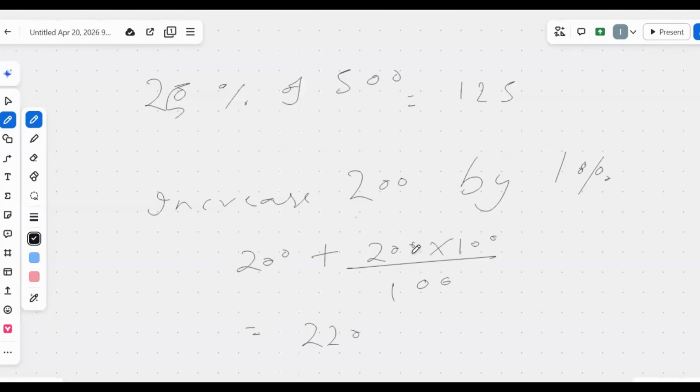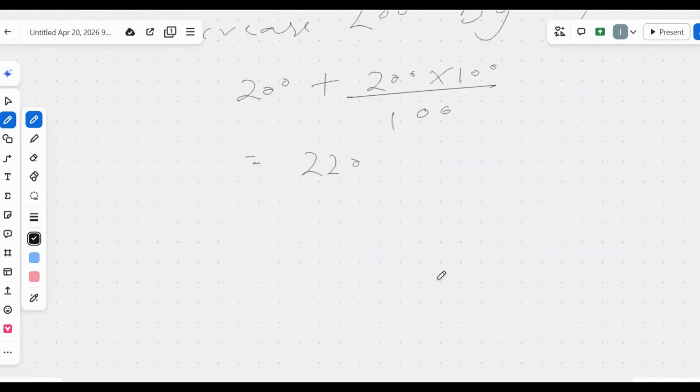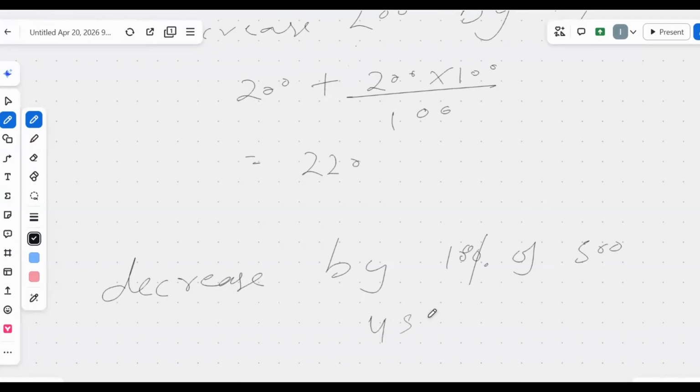For the same, if I'm going to ask decrease by 10% of 500, what's the value going to be? 450. Yes. Here 10% of 500 is going to be 50, and you are decreasing this, so it will be your 450. Okay.